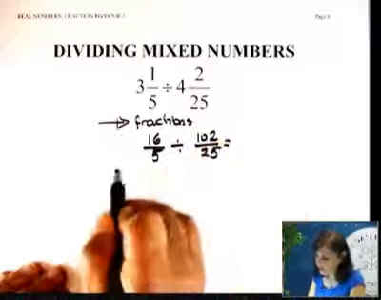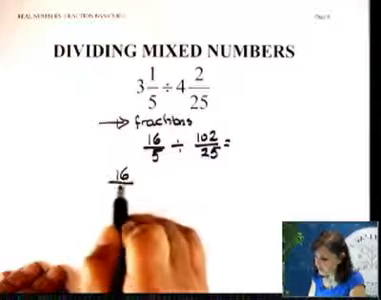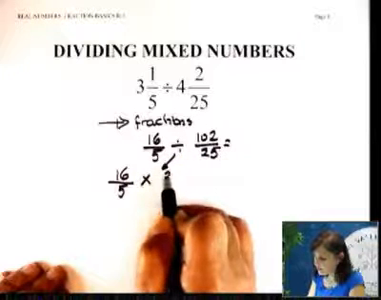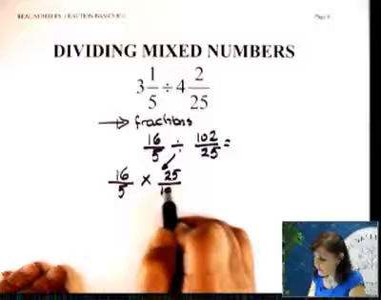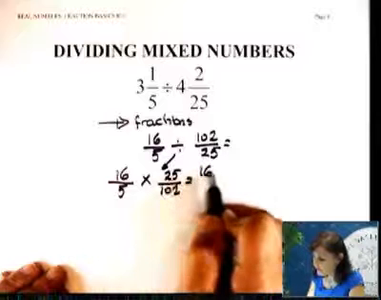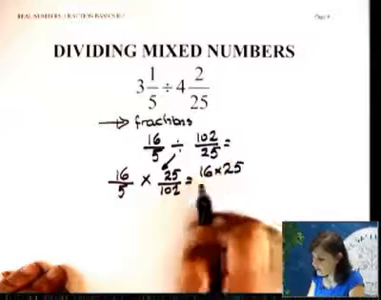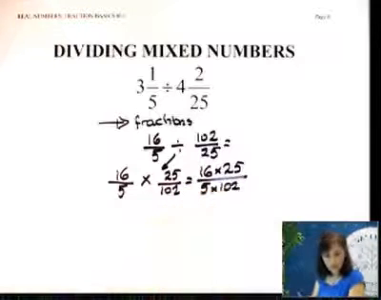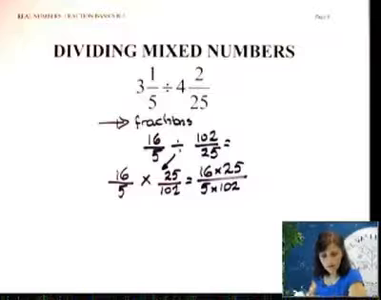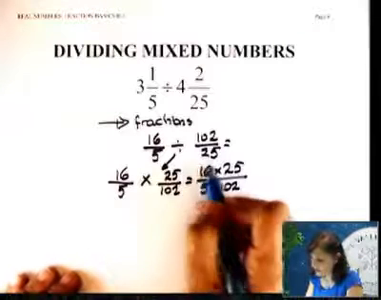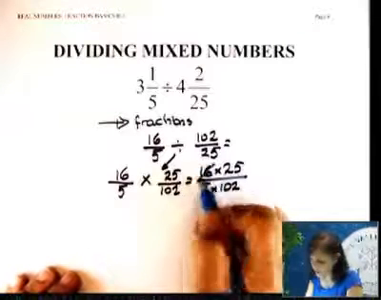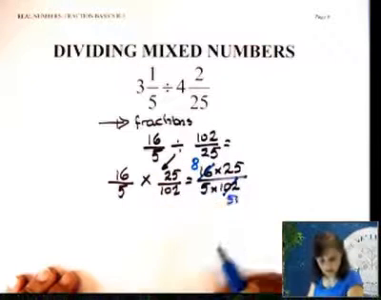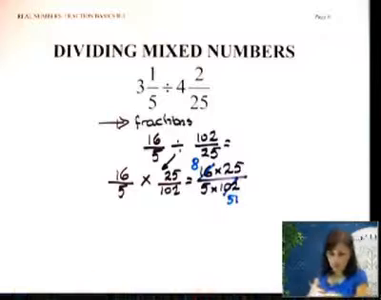Now what do you do? You write the dividend as it is. You change this into multiplication and you flip the second one. Then you multiply across. And then before you actually multiply them, try to get some simplifications done. 16 divided by 2 is 8. 102 divided by 2 is 51. Is there anything else? Yeah, there is one more.